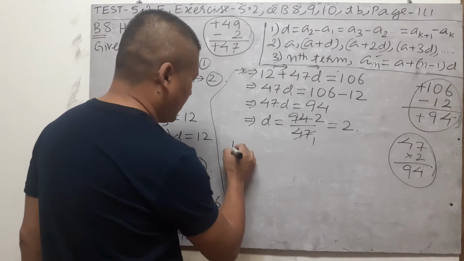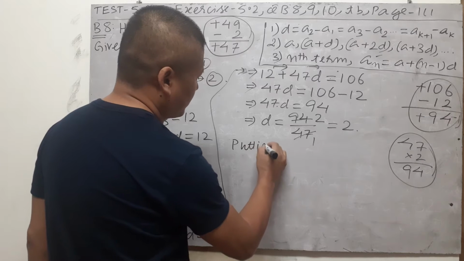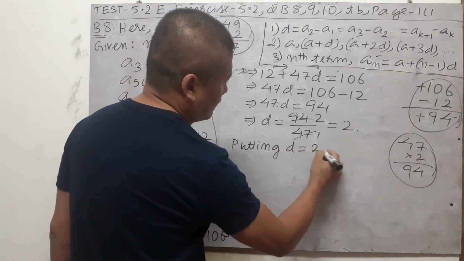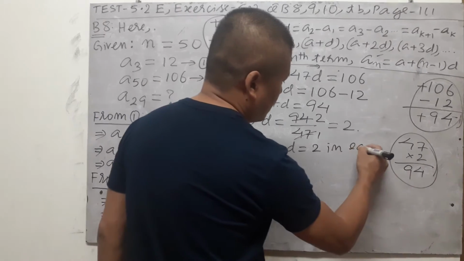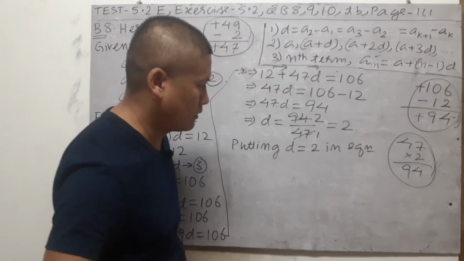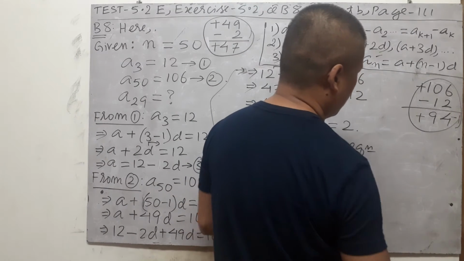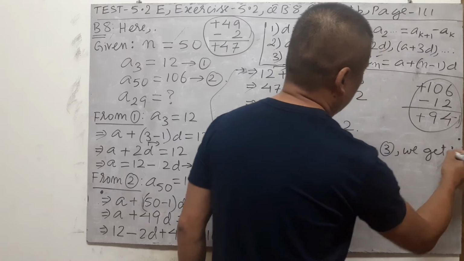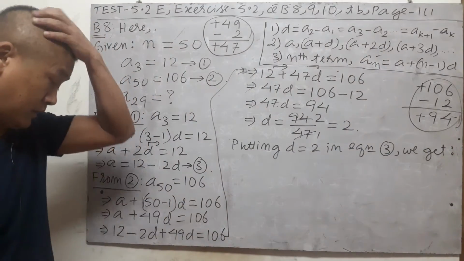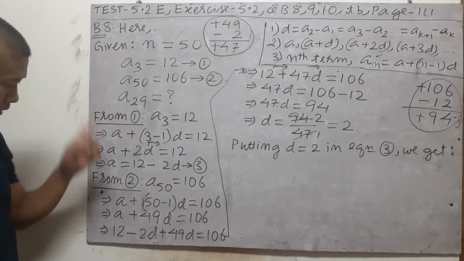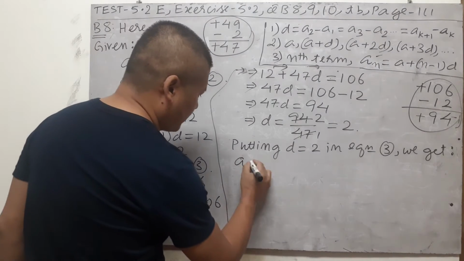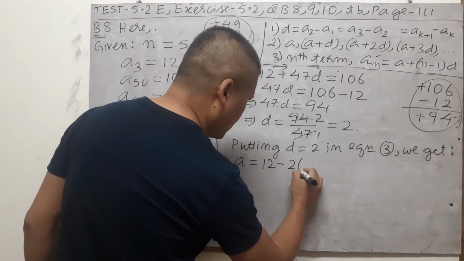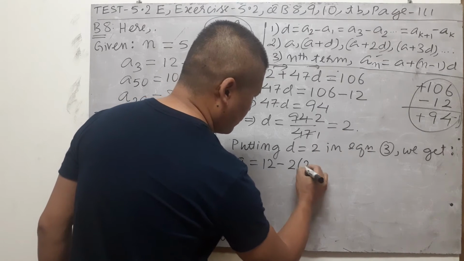So to find a, it's quite simple now: putting this d value we obtained, equal to 2, in equation number 3, we will get a. Because why we took 3 is that it is perfectly arranged to find out our a, see here. So you write here a equal to 12 minus 2 into d, and d value is already 2.